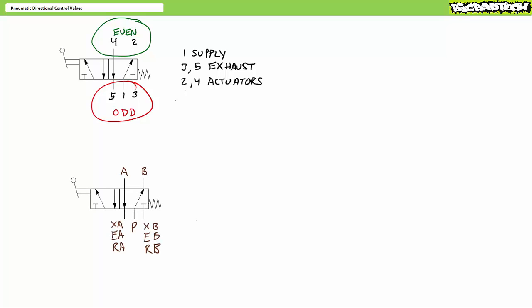Most. You might encounter some manufacturers or older valves employing letter designations for the ports, as is common in hydraulic valves. Port 1, the pressurized input, might also be called P. Actuator ports 2 and 4 might be called actuator ports A and B. The letter designation for exhaust ports varies widely. They may be called E, X, or R. Don't ask me why it's R, I don't know. Additionally, they may be called XA and XB, or EA and EB, or RA and RB, indicating which particular actuator port is being exhausted to the atmosphere.